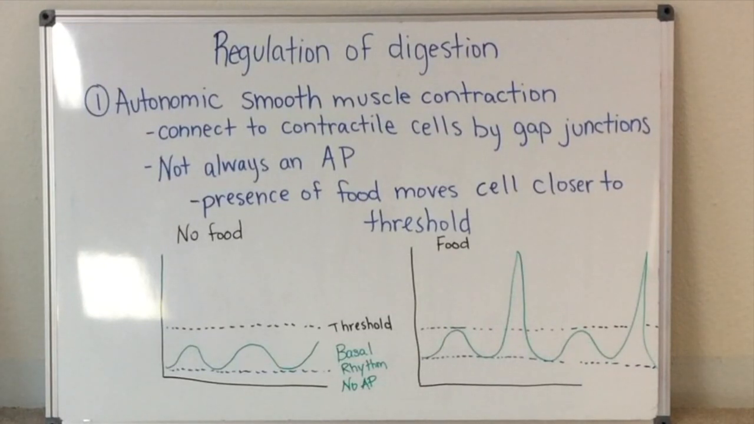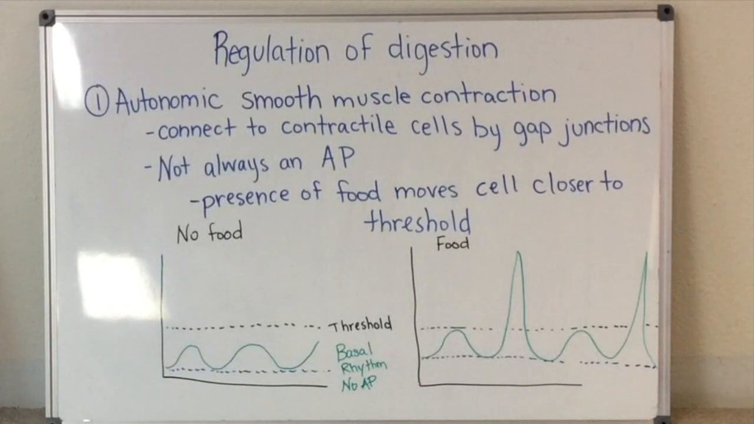Whether or not they are able to reach threshold is based on whether or not food is present, neuroinnervation, or hormonal innervation. The example below shows how food can increase the likelihood of action potentials being generated from the autorhythmic cells.